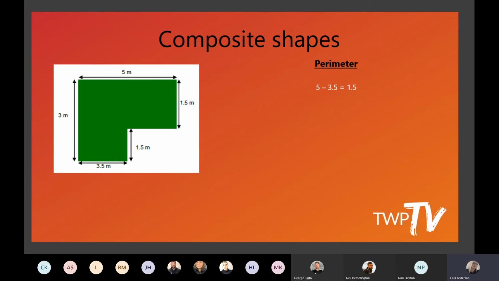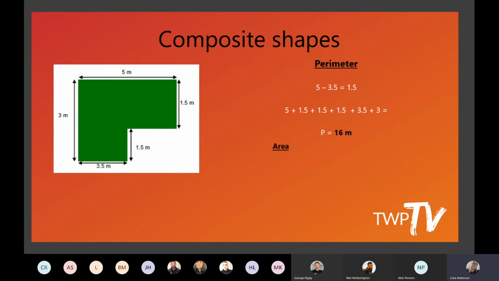There could be an exam question that will do that. Sometimes they leave a couple out and expect you to work them out. Again, you must show that working out in your answer. Then we can add them all up, and it's going to give us a total perimeter of 16 meters.